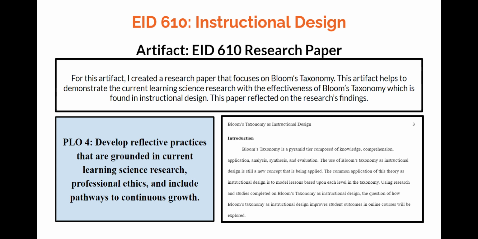The PLO that I chose was PLO 4, which is developing reflective practices that are grounded in current learning science research, which is Bloom's taxonomy, professional ethics, and include pathways to continuous growth. All right, obviously, using Bloom's taxonomy allows me to continually grow in my knowledge of it and applying it to the classroom. And then here's my artifact for the research paper.